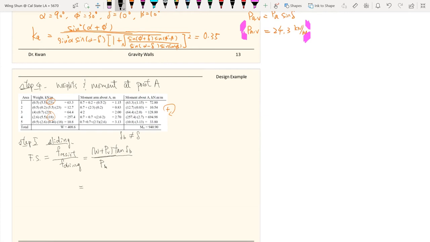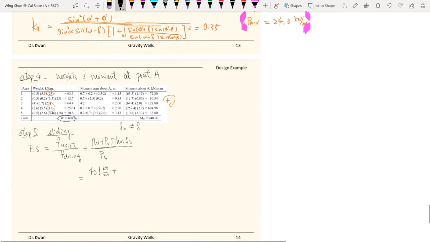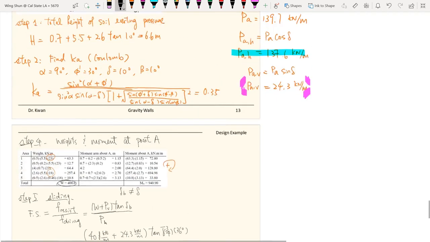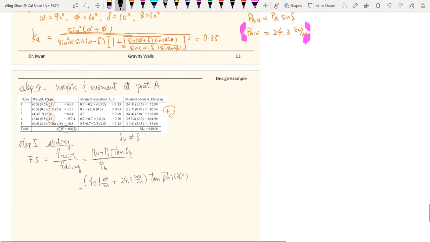Now if you plug in the numbers, the total vertical weight that we found previously is 408 kilonewtons per meter from what we calculated in the previous table, and the P sub V we figured already, the vertical loading from the backfill using the Coulomb method, finding the Ka, is 24.3. And then now it's the tangent of the interface angle, which is 3/4 of the friction angle of the foundation soil, which is 36 degrees. Because now we are looking at the bottom, not the backfill material. We're looking at the foundation soils. The sliding occurs at the bottom.